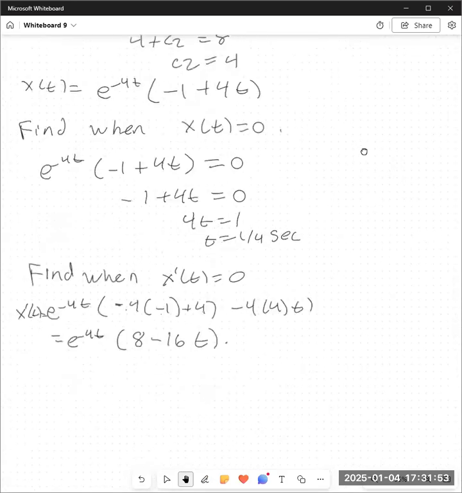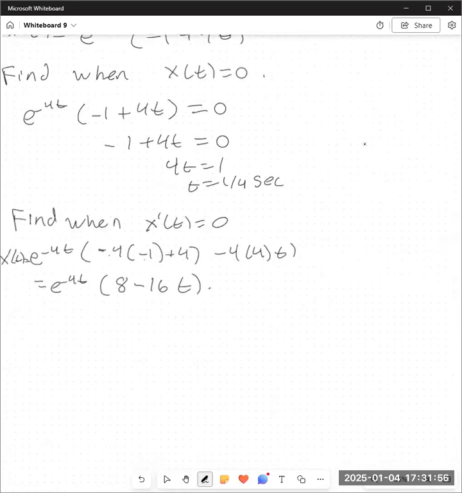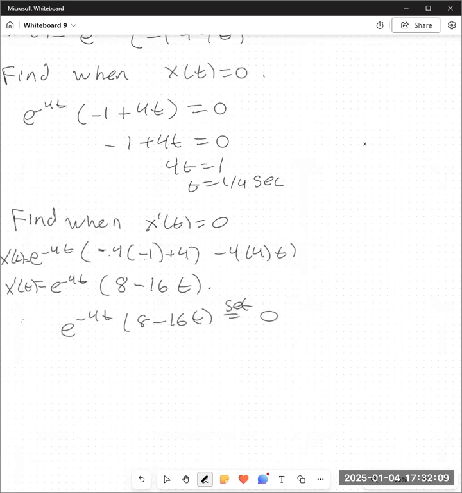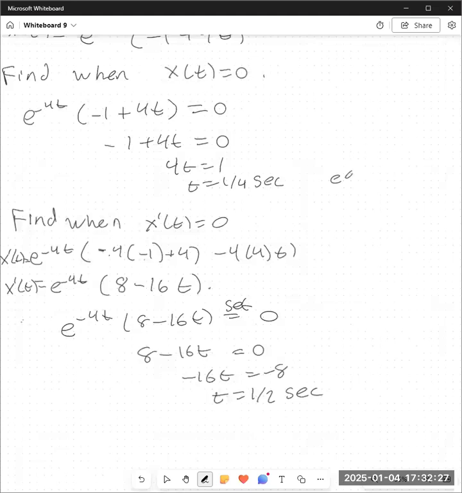All right, let's go ahead and set that equal to 0. So that again is going to be when this part in parentheses is equal to 0. Which can be when -16t equals -8, when t equals 1/2, and that's in seconds. That's when it reaches maximum displacement. This is equilibrium. This is max displacement.